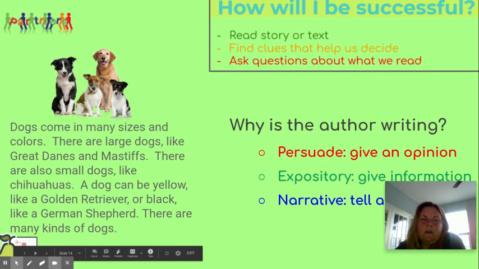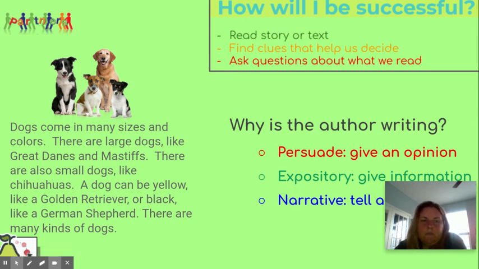Okay, now let's look again. Well, let's read the text first. Dogs come in many different sizes and colors. There are large dogs like Great Danes and Mastiffs. There are small dogs like Chihuahuas. A dog can be yellow like a Golden Retriever or black like a German Shepherd. There are many kinds of dogs.